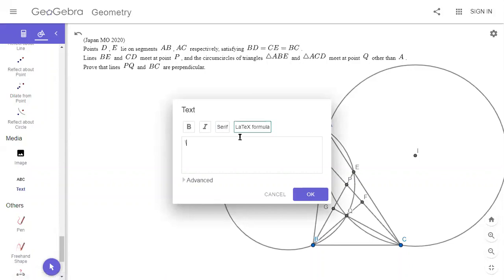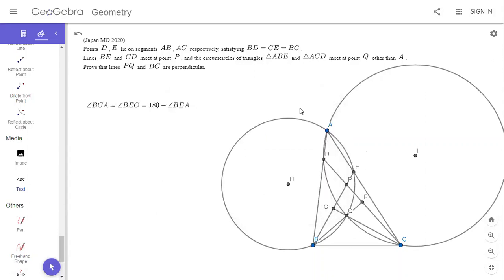So we have angle BCA is equal to angle BEC, and which is 180 minus angle BEA. And then that is, I'm trying to think here. So 180, so we can write BEA.